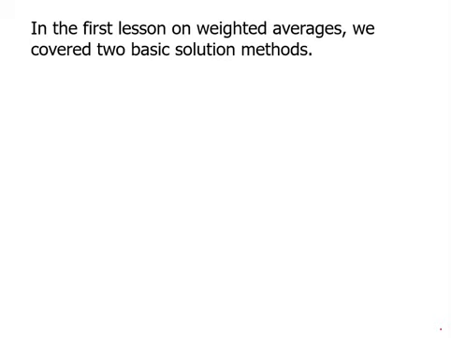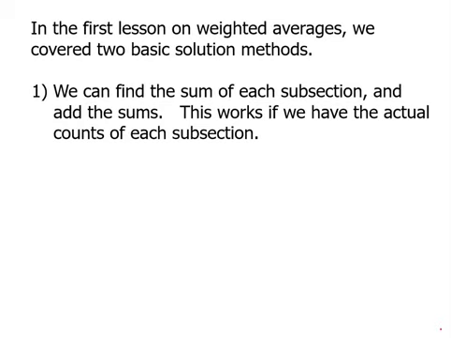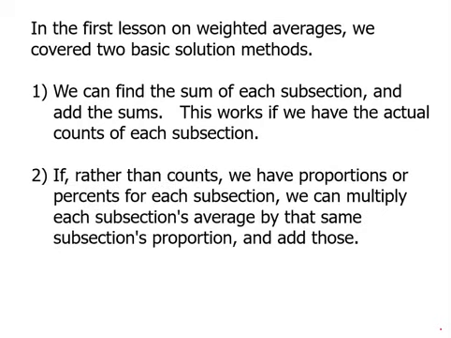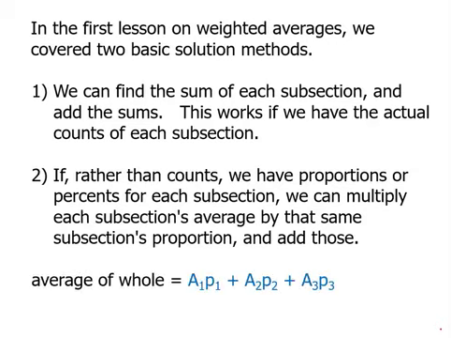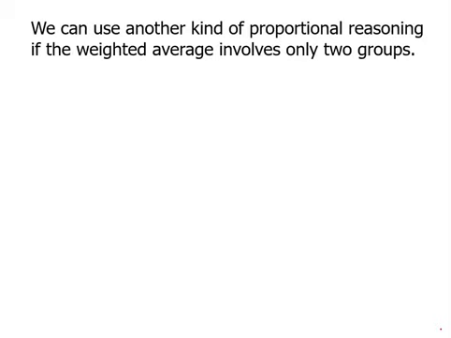So just to summarize, in the first lesson, we talked about two basic methods. We can find the sum of each subsection and add the sums. This works if we have the actual counts of the sums. If rather than counts we have proportions or percents for every subsection, we can multiply each subsection's average by those same subsection proportions and add those. And so we saw this formula in the first video. So again, those are the very straightforward methods.